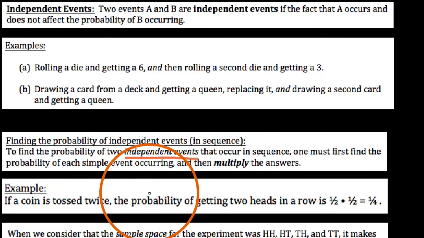A coin is tossed twice. The probability of getting a head and then on the next one getting another head, I'm telling you here, is we just take the probabilities of each individual head, so it's a 1 in 2 chance, and we'll multiply it by another 1 in 2 chance.